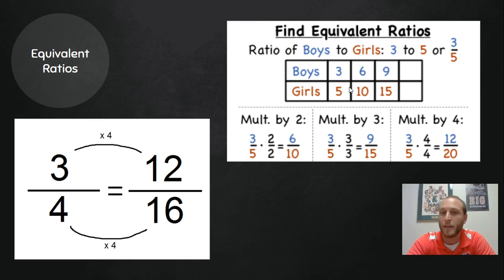So if I had 3 to 5, I could fill in a ratio table with other equivalent ratios. So if I multiplied by 2, I'm going to have 6 over 10. If I multiplied by 3, I'm going to have 9 over 15. So these are all equivalent fractions to each other.